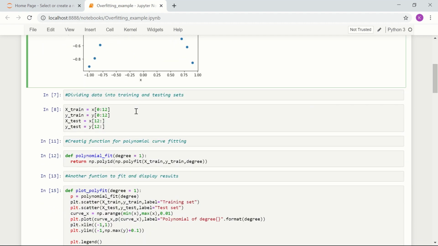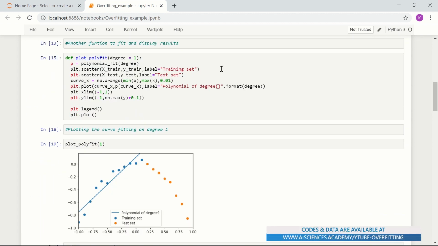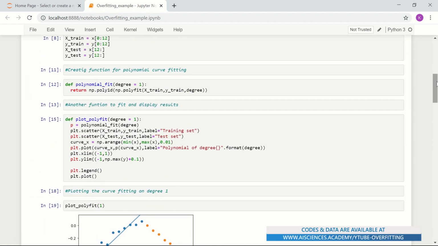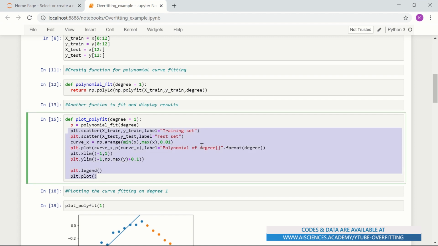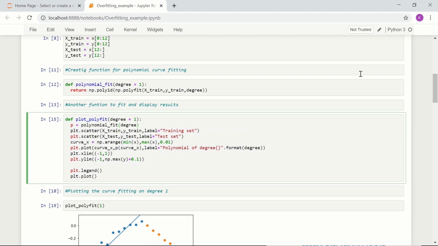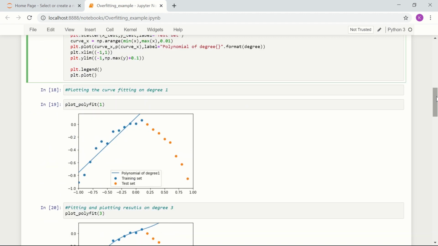We split this data into training and testing data sets. We used the numpy function, named polyfit, to fit a polynomial on the given data. We also wrote a function to display the results. Now let's see the example.